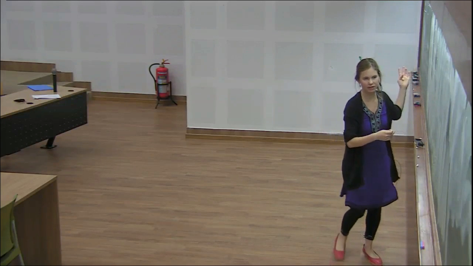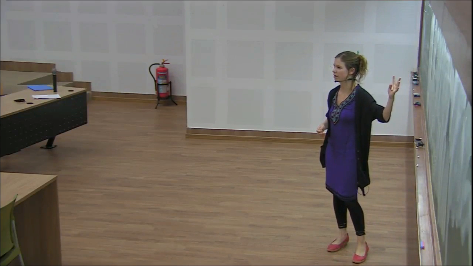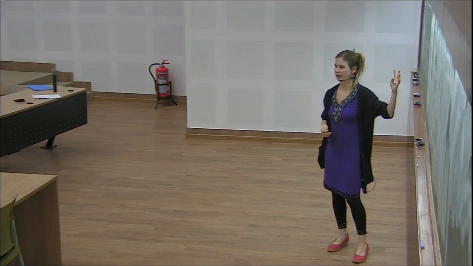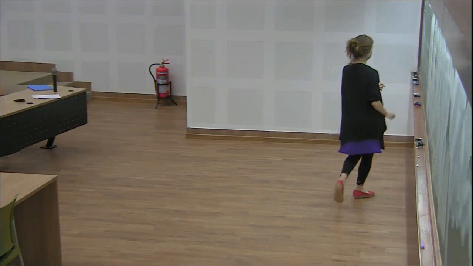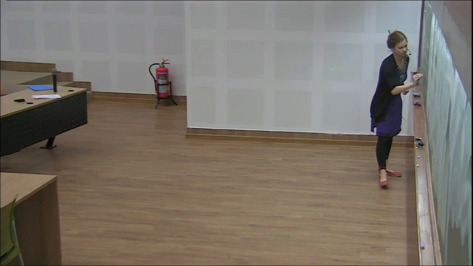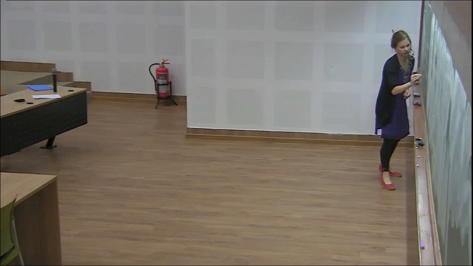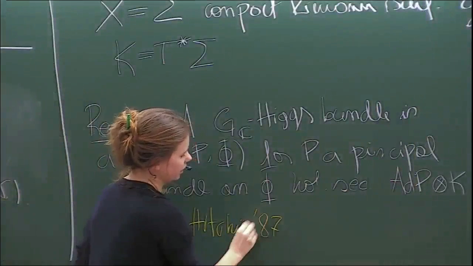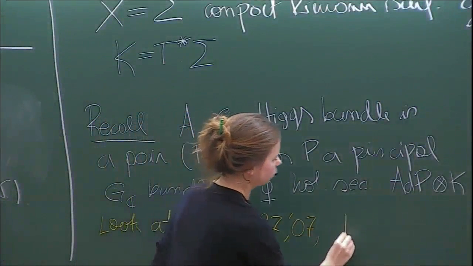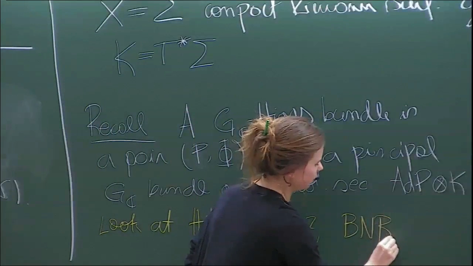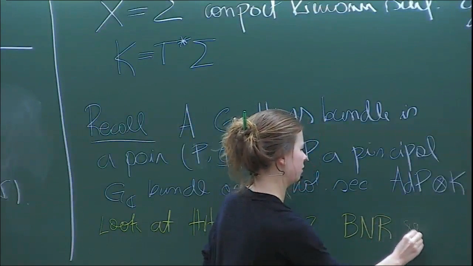And this comes back from 87, but also from Bobbil, Narasimhan, and Ramanan's paper on theta characteristics. So there is a very nice description, and we'll be using a lot of their results. So look, as a side note here, we said look not only at Hitchin 87, and yesterday I also mentioned Hitchin 07, but also Bobbil, Narasimhan, and Ramanan's paper, I think it's from 89.